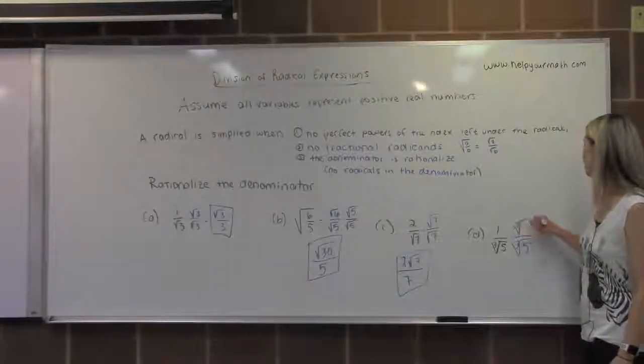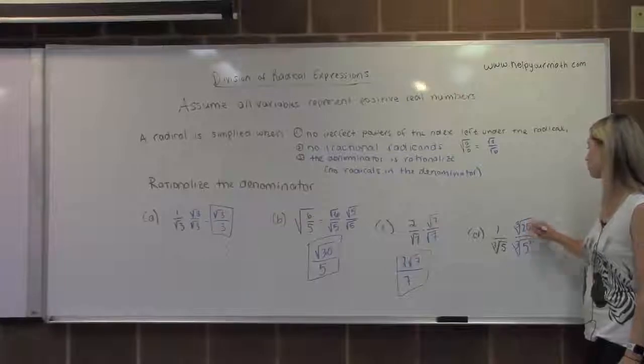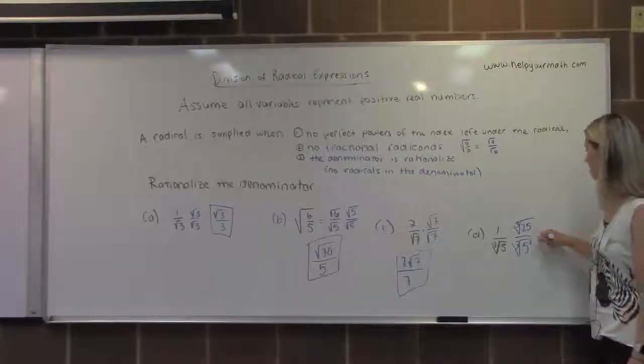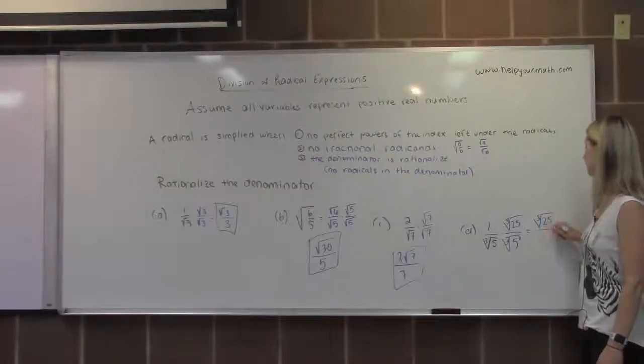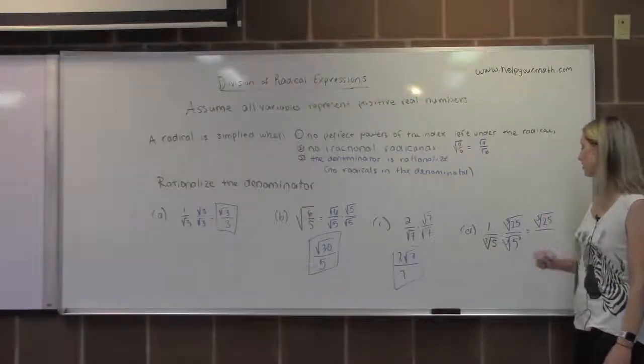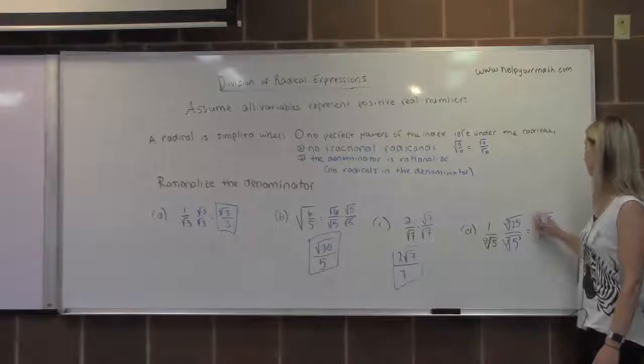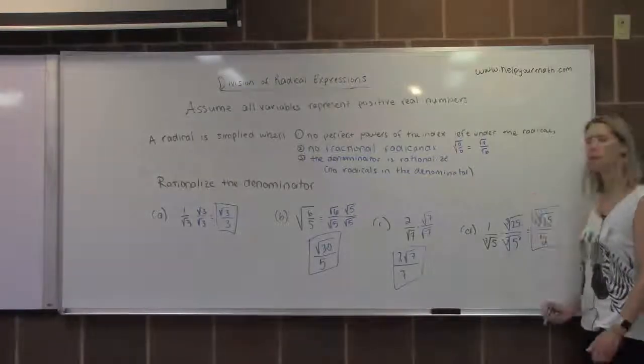In the numerator, since I don't have to worry about any simplifying or anything, I'm going to actually write the cube root of 25. Now 1 times the cube root of 25 is the cube root of 25. And then in the denominator, the cube root of 5 times the cube root of 5 squared would be just a regular 5. And that would be how we rationalize the denominator.